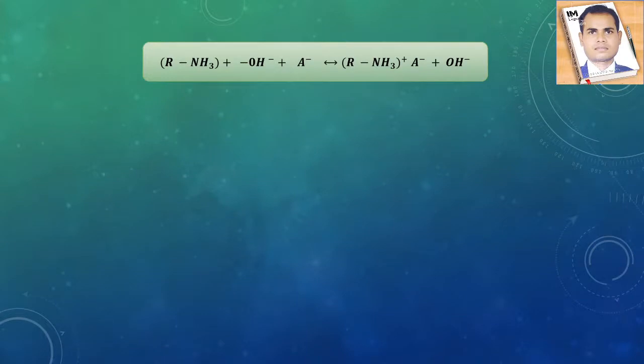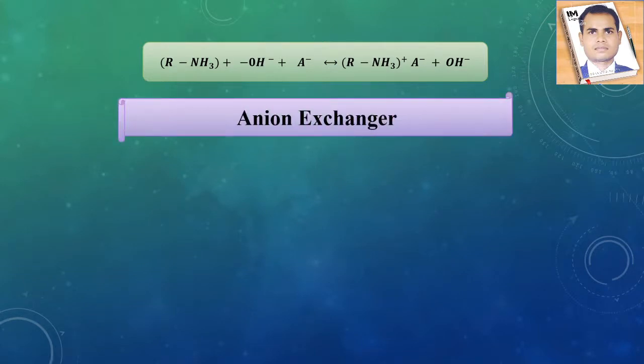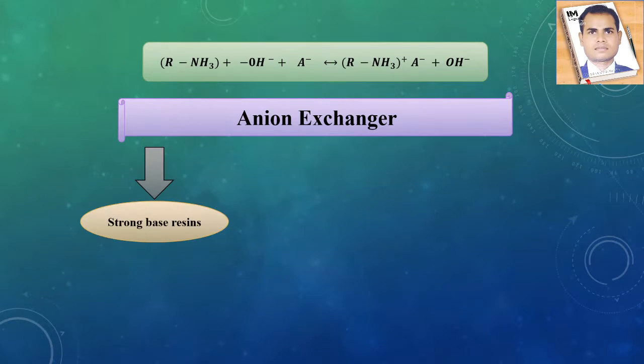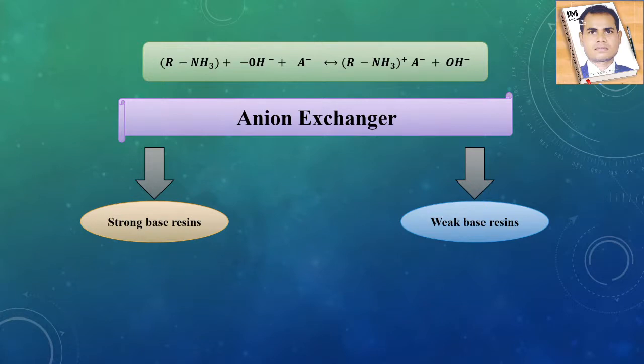Now next we can see this reaction here: RNH3 plus OH minus and A minus ions. Here they will attract and form compounds like RNH3, A minus and OH minus. This way it will form, and this is the anion exchanger. Again, in this case you will see strong base resins and weak base resins.